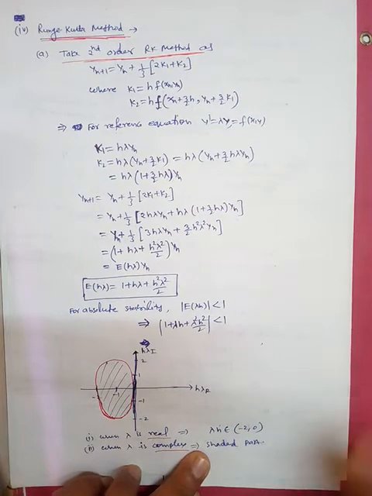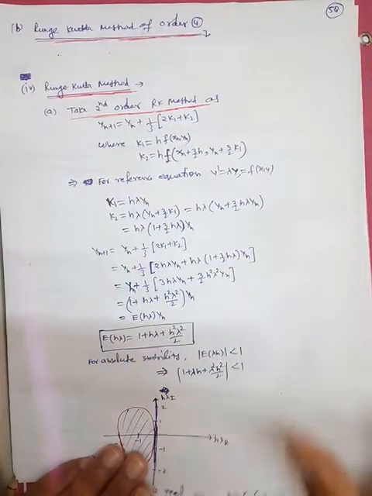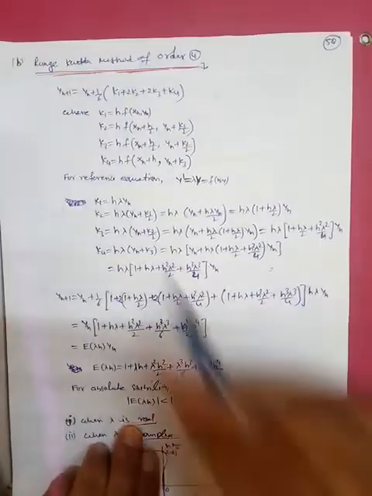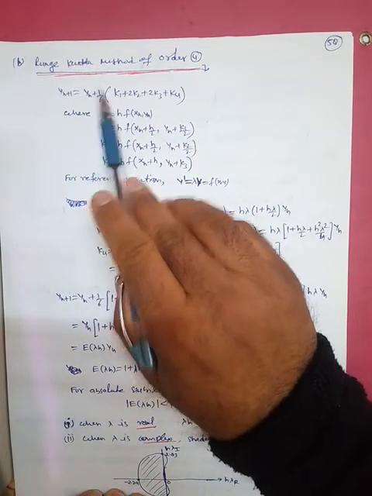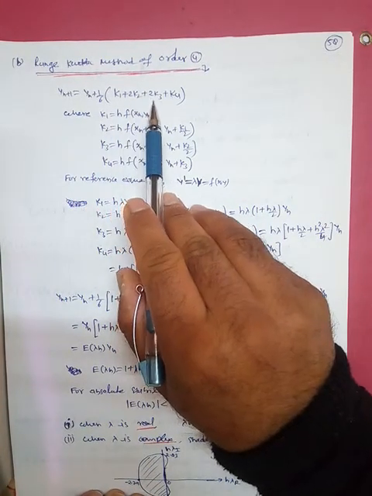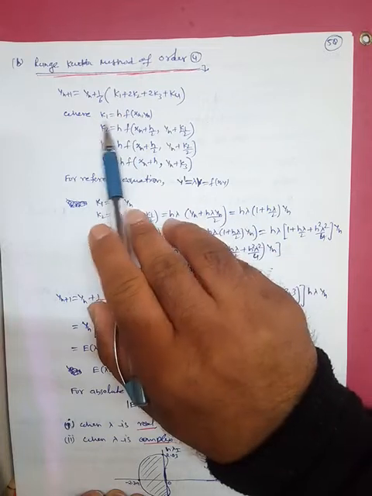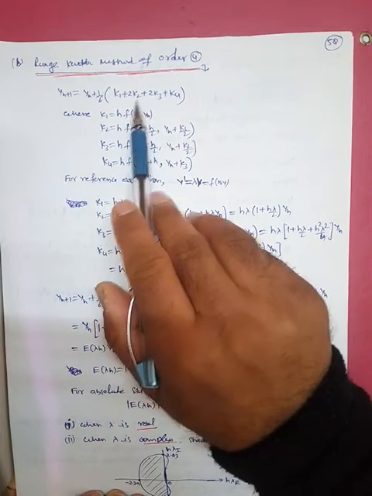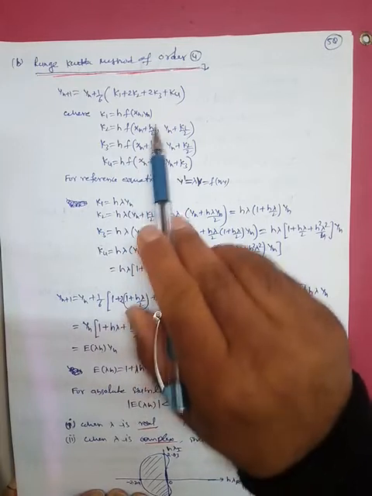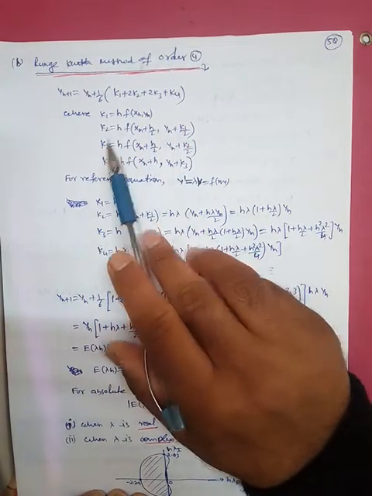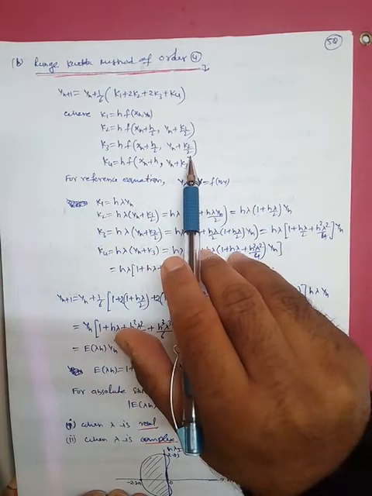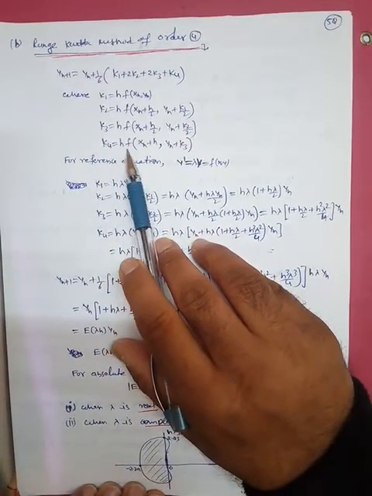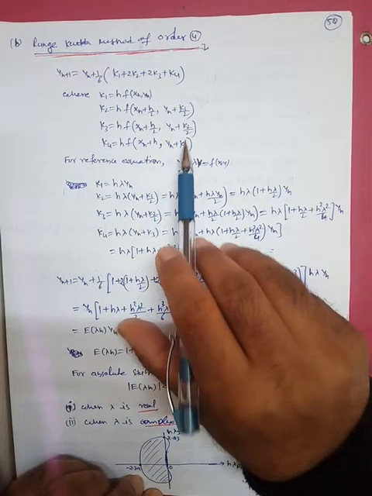Okay, so this is basically the Runge-Kutta method of order 2. Now we will take the Runge-Kutta method of order 4. So this will be the method. yn plus 1 is equal to yn plus 1 by 6 (k1 plus 2 k2 plus 2 k3 plus k4). What is k1? k1 is h f(xn, yn). What is k2? k2 is h f(xn plus h by 2, yn plus k1 by 2). k3 will be h f(xn plus h by 2, yn plus k2 by 2), and similarly k4 will be h f(xn plus h, yn plus k3).